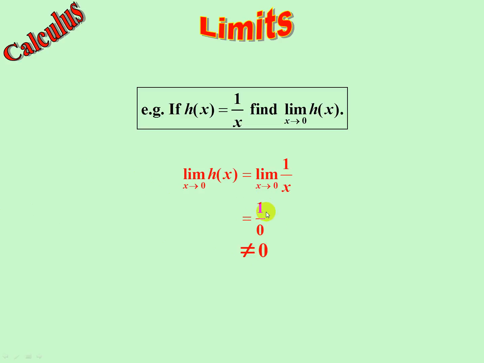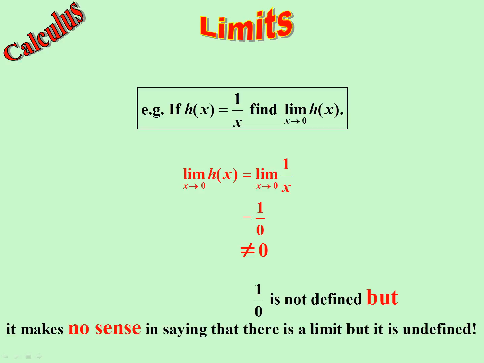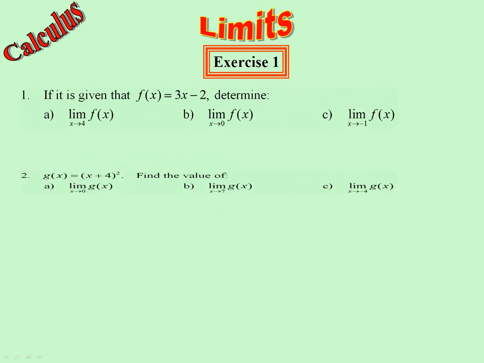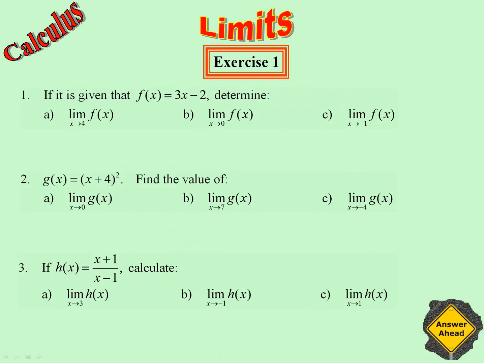So please don't say that 0 over a number is 0. 0 over a number is 0, but not the other way around. So that's undefined, but it seems strange. It makes no sense in saying there is a limit, but it's undefined. So we just say there is no limit, or the limit does not exist. Pause, try the first exercise.